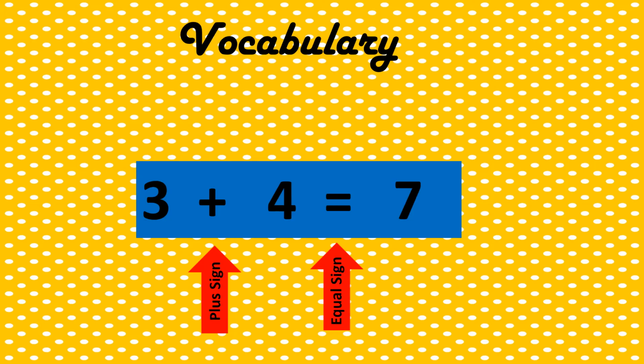And this symbol is the equal sign. That means that it is going to be the same. Whatever is on the left side of the equal sign is going to be the same as the right side.